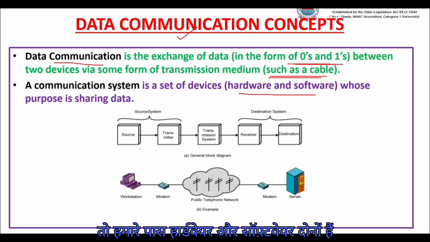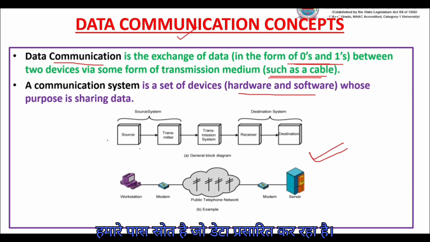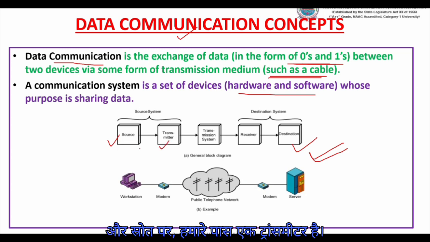So we have hardware as well as software that is involved in the sharing of the data. So this is a data communication system. We have the source who is transmitting the data. We have the destination computer who is receiving the data. And at the source, we have a transmitter. At the destination, we have a receiver.